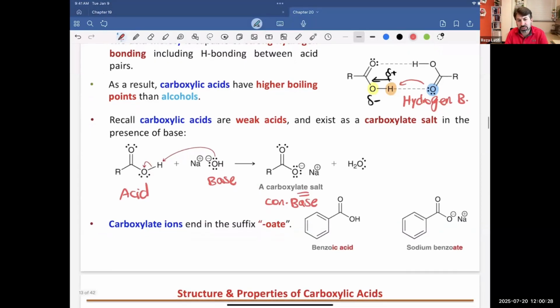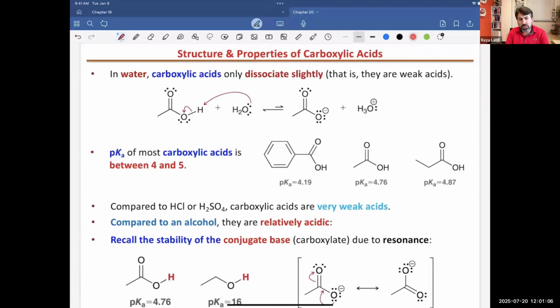Whenever we are talking about the conjugate base of a carboxylic acid, we replace the -oic acid ending with -ate. In this case, for example, benzoic acid is replaced by sodium benzoate. As I said, we have -oic, and I'm going to replace the -ic and acid, the entire ending, with -ate.